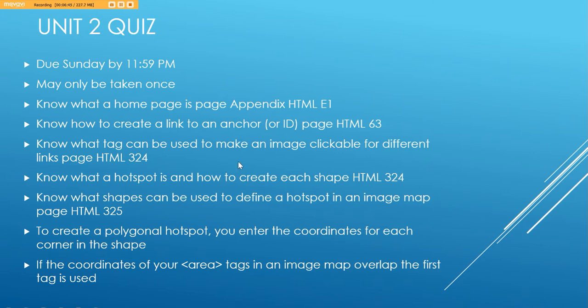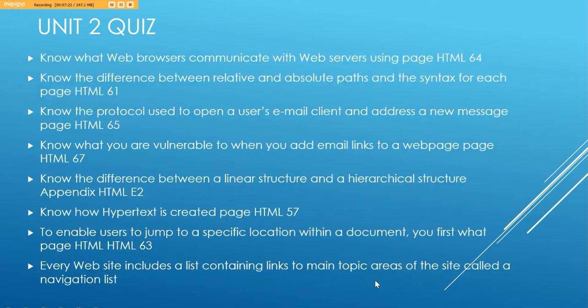Know what tag can be used to make an image clickable for different links, page HTML 324. Know what a hotspot is and how to create each shape, HTML 324. Know what shapes can be used to define a hotspot in an image map, page 325. To create a polygonal hotspot, you enter the coordinates of each corner in the shape. If the coordinates of your area tags on an image map overlap, the first tag is used.